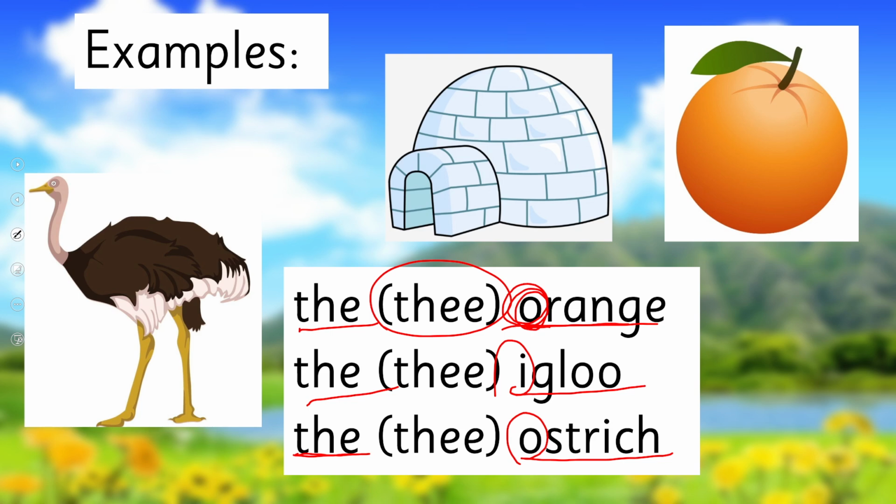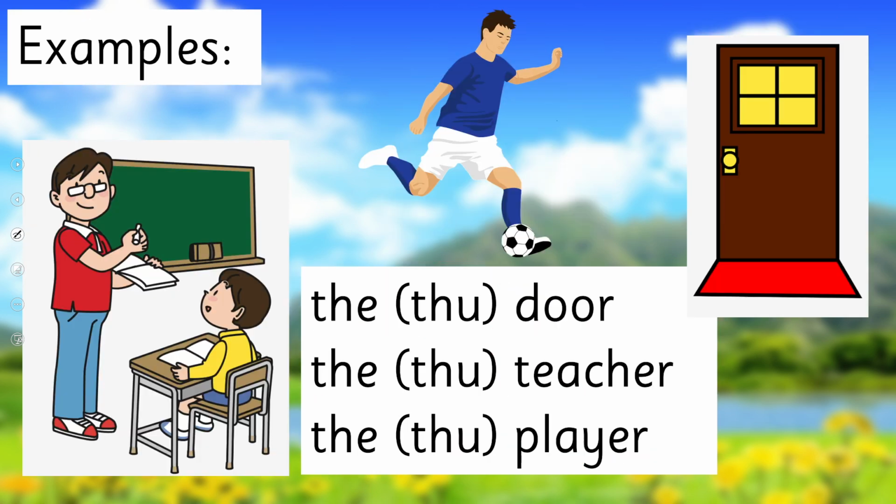You got it? And when it comes before a consonant, the door. The teacher, we know this is a consonant sound, this is a consonant sound, this is a consonant sound. The player, okay, so this is how we differentiate between "thee" and "thuh". All right, it's the door, the teacher, the player.